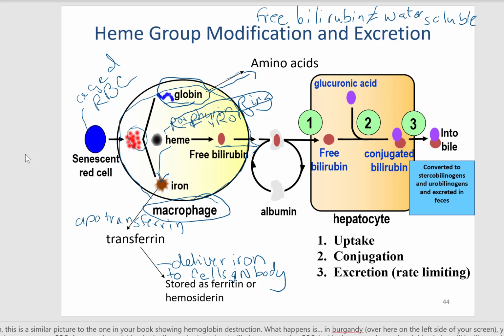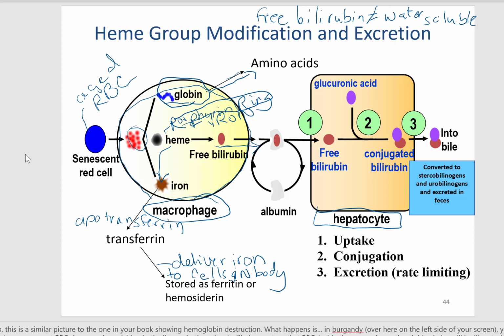Free bilirubin will bind to albumin, a plasma protein, our most abundant plasma protein. Albumin will envelop the free bilirubin and make it more water soluble. Albumin in this capacity is acting like a carrier protein. Albumin will carry the free bilirubin to the hepatocyte. Now this is a cell within the liver.